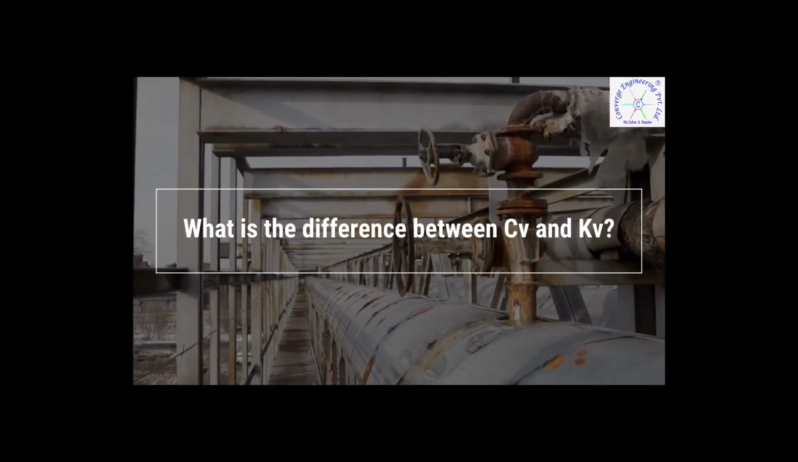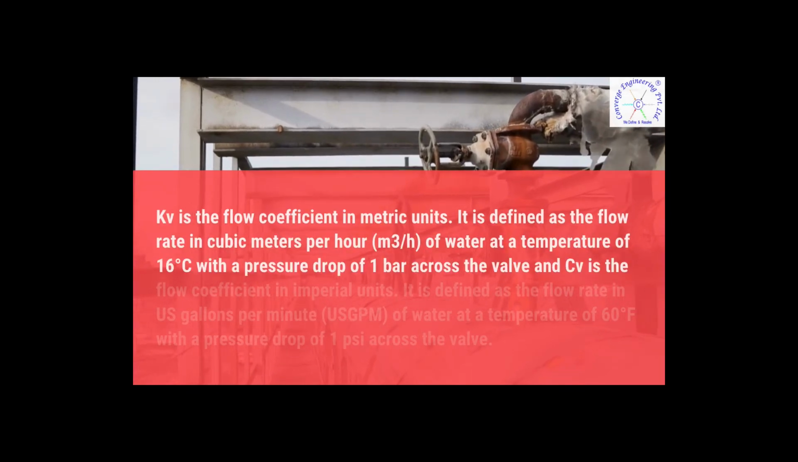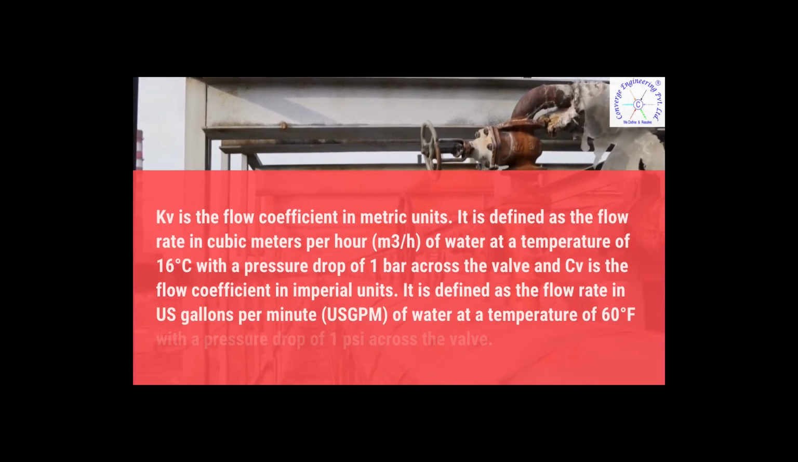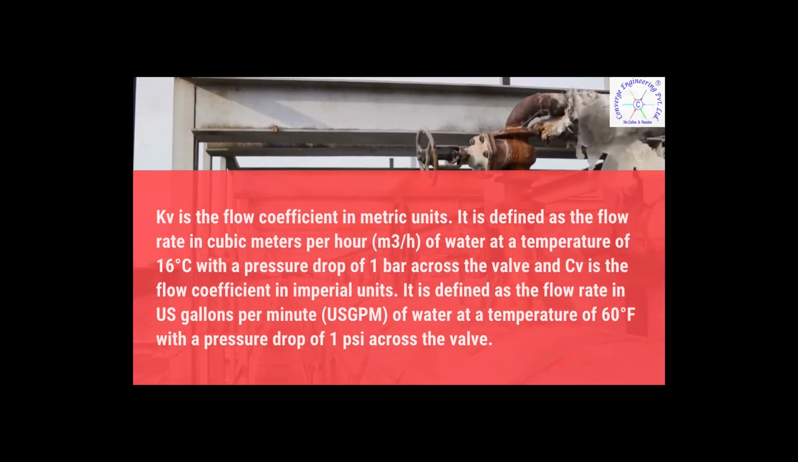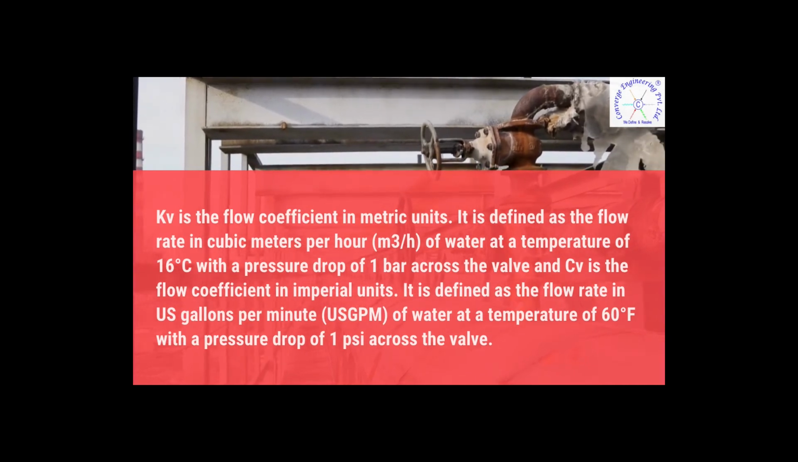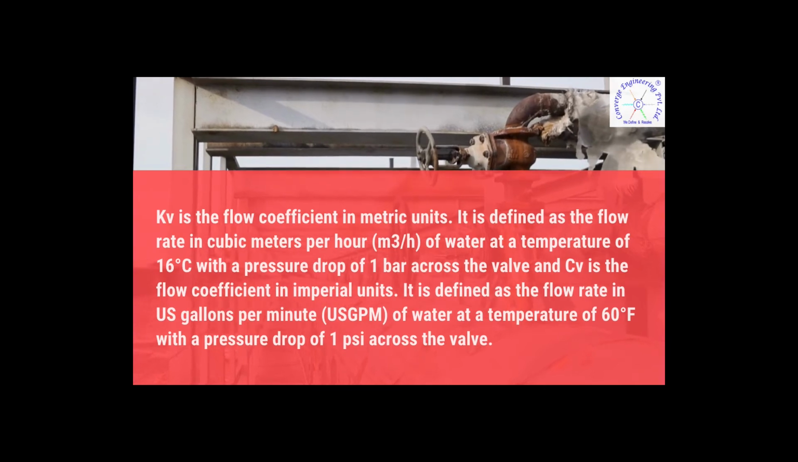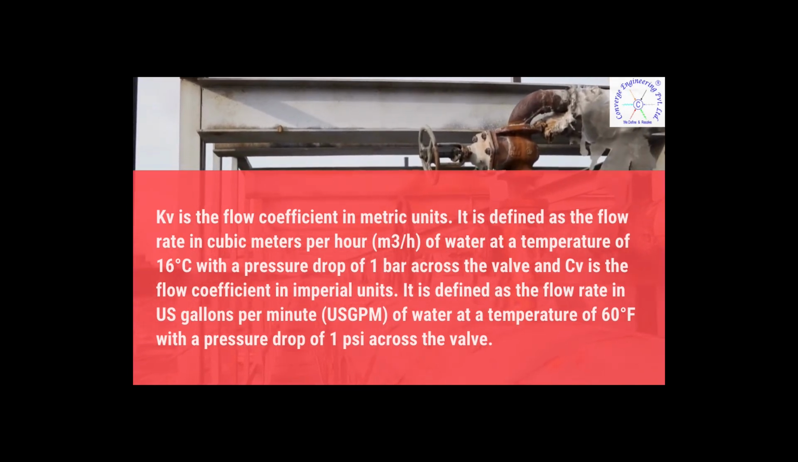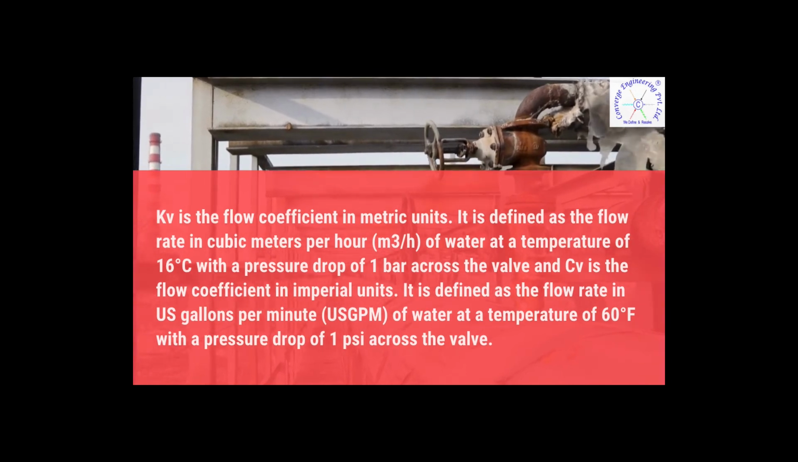What is the difference between CV and kV? kV is the flow coefficient in metric units. It is defined as the flow rate in cubic meters per hour of water at a temperature of 16 degrees Celsius with a pressure drop of 1 bar across the valve, and CV is the flow coefficient in imperial units. It is defined as the flow rate in US gallons per minute of water at a temperature of 60 degrees Fahrenheit with a pressure drop of 1 psi across the valve.